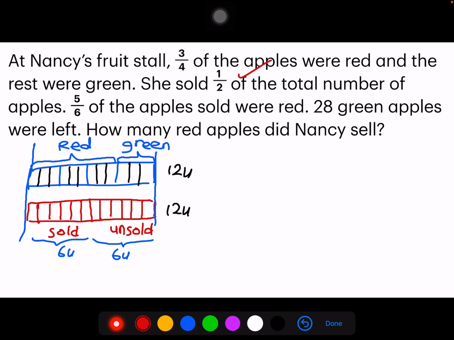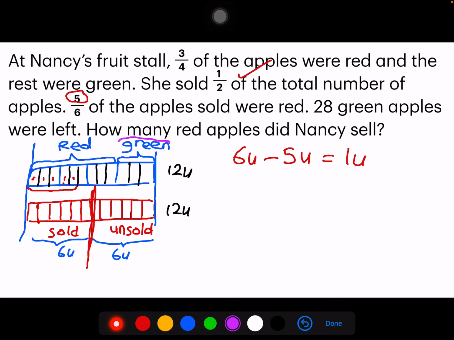Okay, now at this point in time, I go back to the question. 5 out of 6 of the apples that were sold were red apples. So 1, 2, 3, 4, 5. These 5 were red apples. And for the apples that were sold, there were 6 units. So 6 units minus 5 units that were red apples gives me 1 unit.